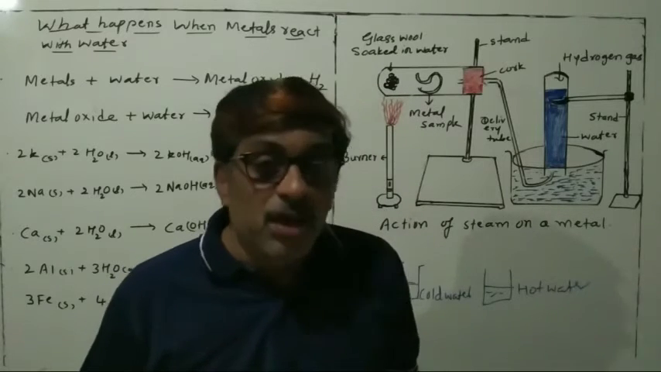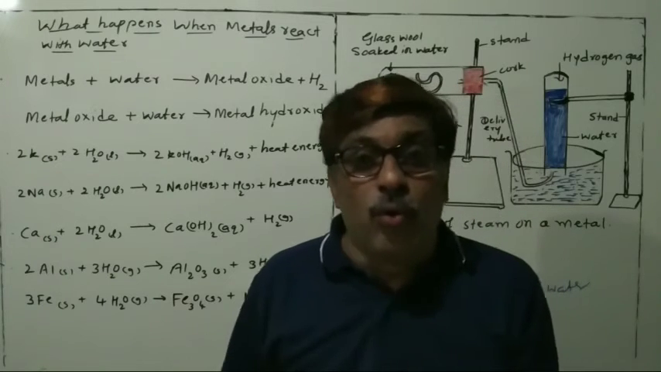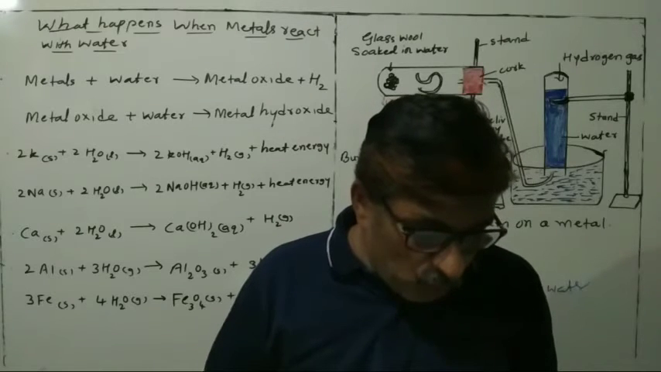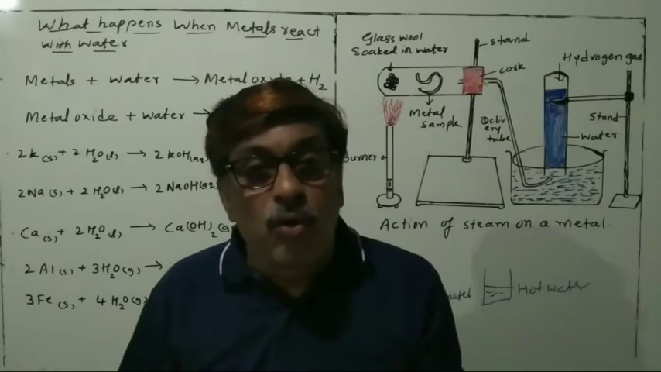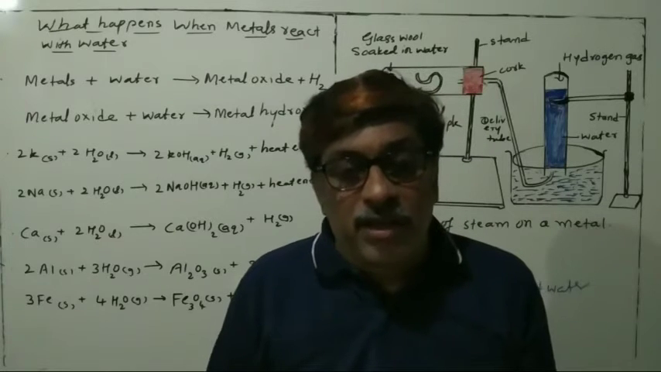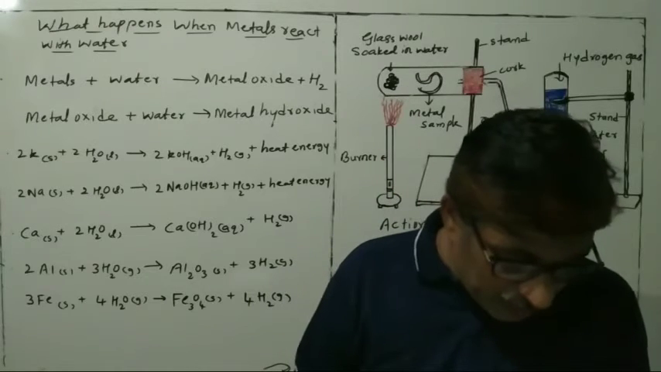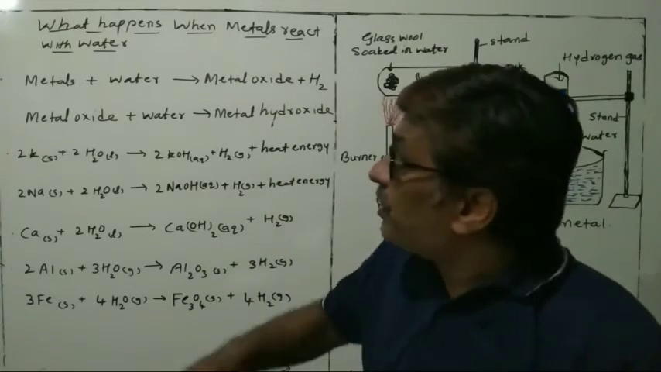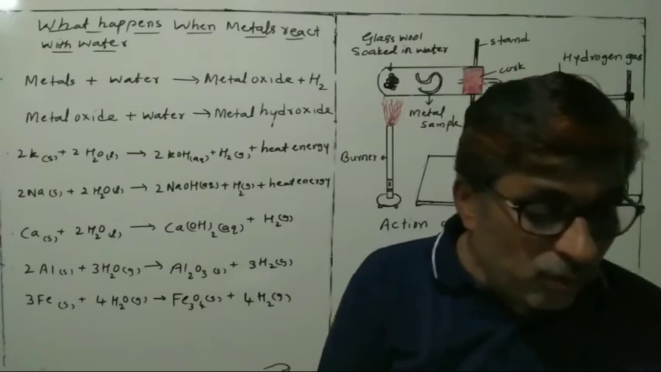Now the next one, metals such as lead, copper, silver and gold. Metals like silver, copper and gold do not react with water at all. They will not undergo any reaction with water, either cold water, hot water or steam. They do not show any reaction with this. So these are the things that happen when metals react with water.